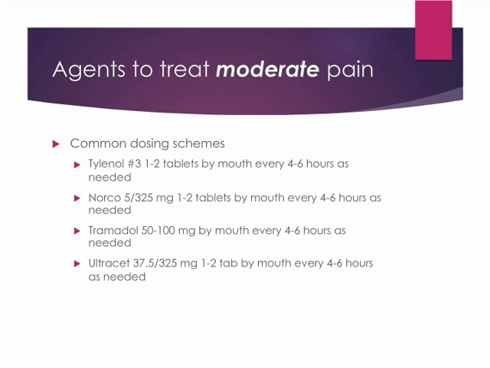So these are some common dosing schemes of agents that are used to treat moderate pain. These are worth committing to memory. Tylenol number 3 is dispensed as 1 to 2 tablets by mouth every 4 to 6 hours as needed. Norco, the most common moderate pain dose is 5/325, 1 to 2 tablets every 4 to 6 hours as needed. But as a side note, Norco also comes as 7.5/325 and 10/325.